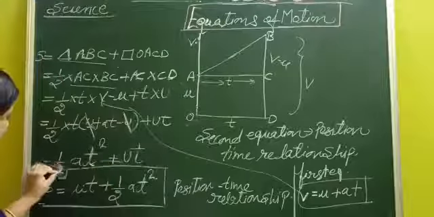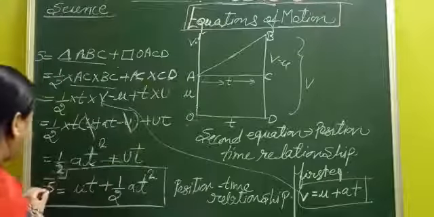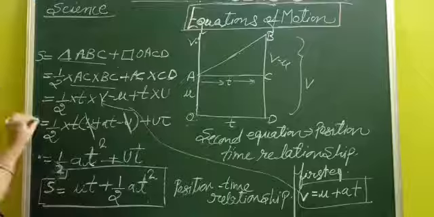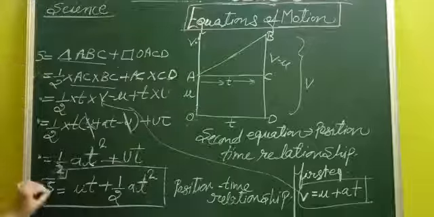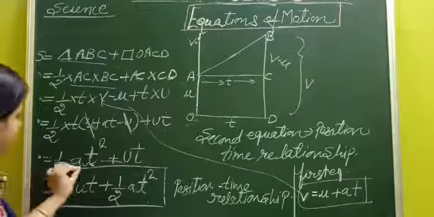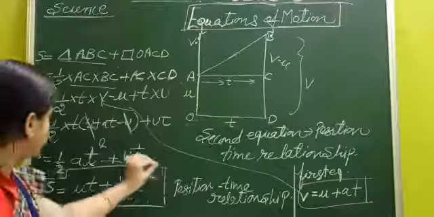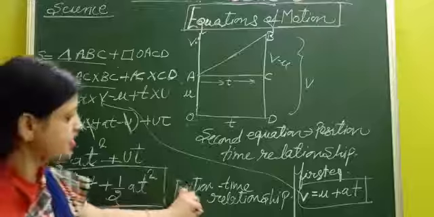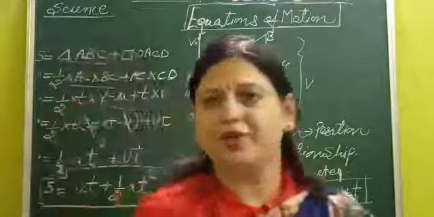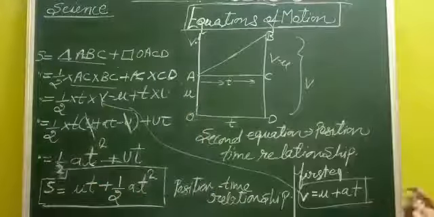Clear? So what is the position time relationship? It is half AT square and UT as it is. So this is the position time relationship. This is equation number 2. I hope you are all clear on it.